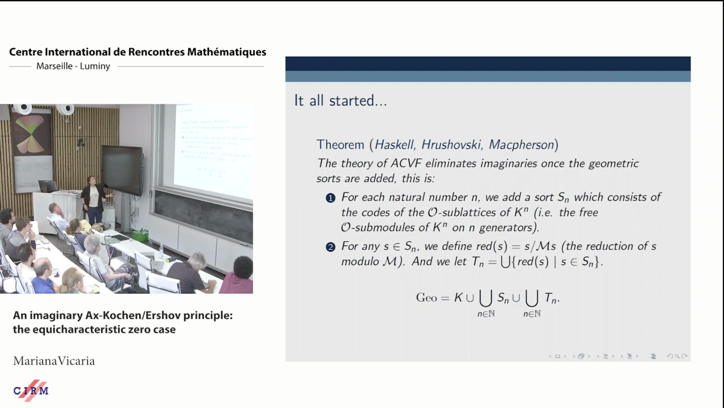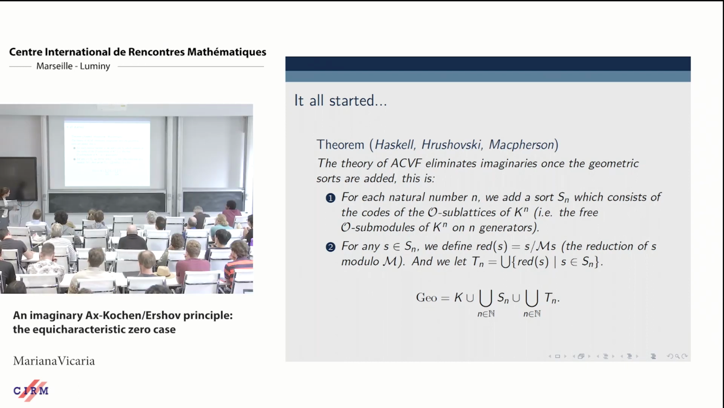So what do we do? For each natural number n, we add the sorts S_n, which in essence add all the codes for the sublattices of k to the n, that is, the O-submodules of K^n of finite generation. For each lattice S, I'm going to denote as red S the reduction of S modulo M, that is, the quotient of your lattice by the submodule M times S. I'm going to call T_n the collection of all these reductions when you vary S over S_n. The geometric sorts are, in essence, the main field sort, the collection of all the codes for the lattices, and then the collection of all the T_n sorts.